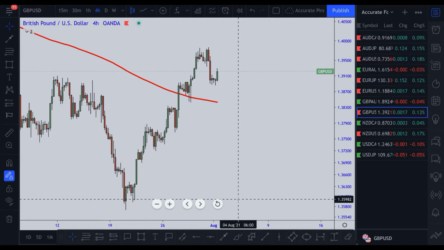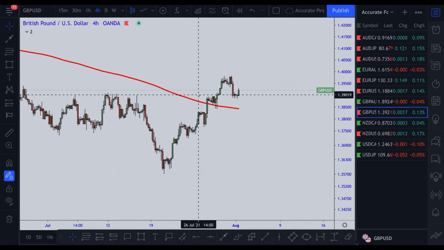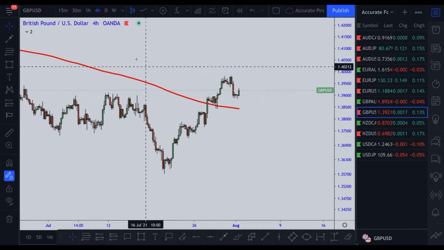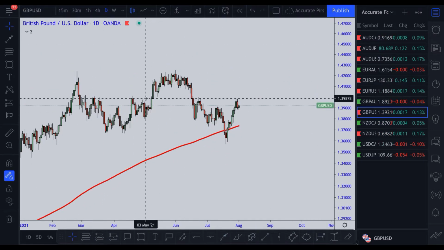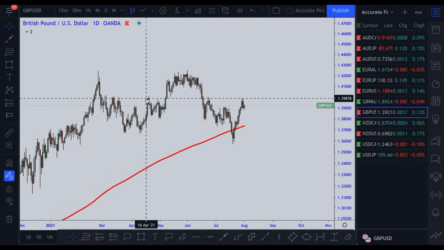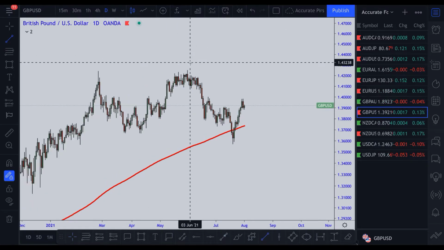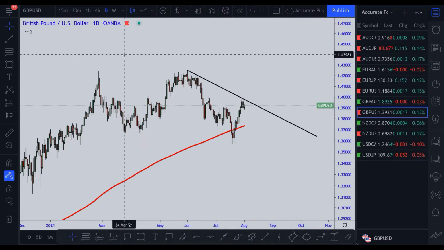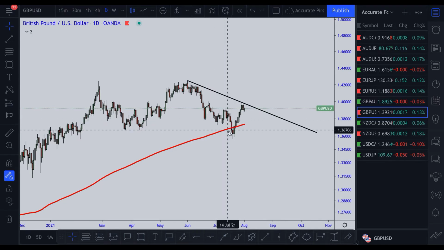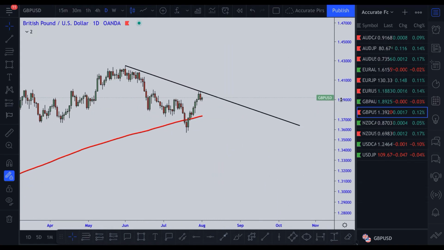Let's look at GBPUSD. At the moment, I'm looking at this as a bearish trend. So I'm just going to put a trend line on it. So that's my trend line on GBPUSD. I'm going to see how it reacts around this trend line. That's pretty much it for GBPUSD.